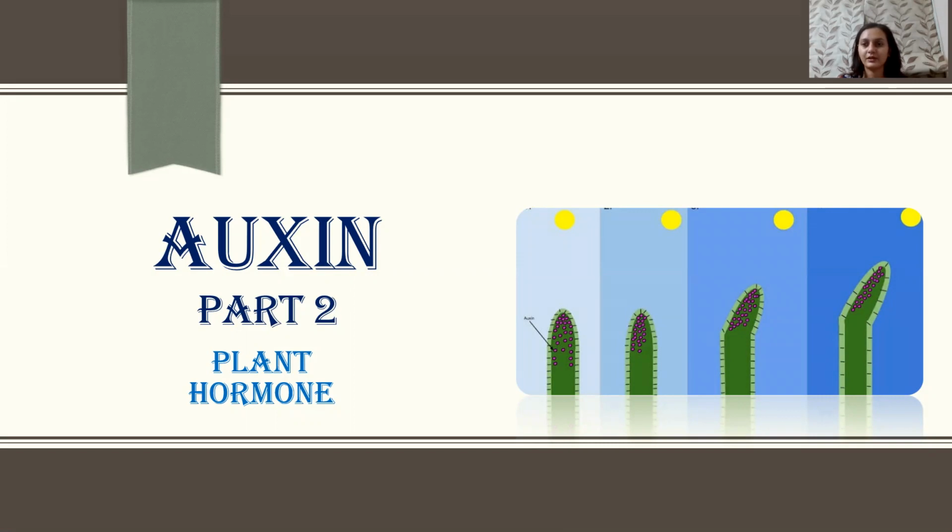Today we are going to look at and discuss auxin, and this would be part 2 of our plant hormone lecture series. So let's get started. In the last lecture we discussed auxin discovery, what plant hormones are, the auxin biosynthetic pathway, its bioassay, as well as its types. Today we are going to study the polar transport of auxin, the functions of auxin, as well as the auxin signaling pathway. So let's get started.